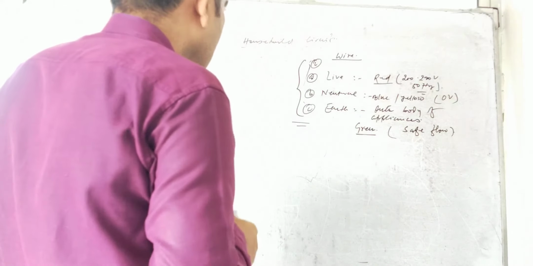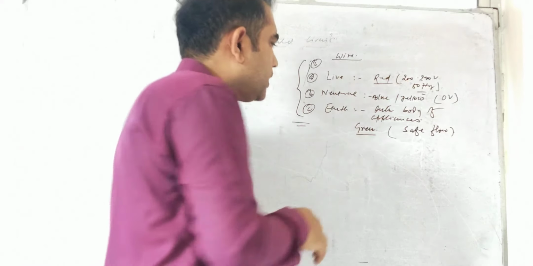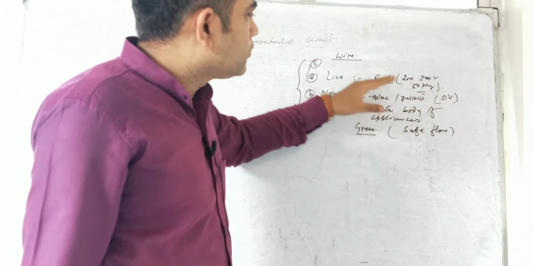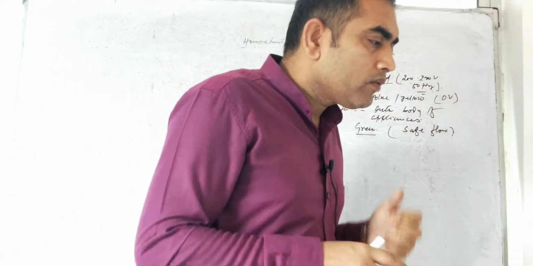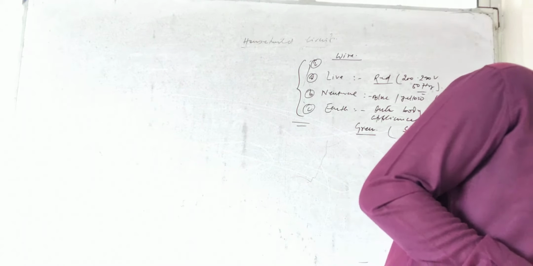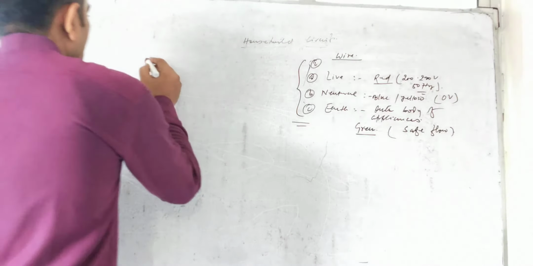We understood that the live wire will have a particular color, neutral wire will have a particular color, and earth wire will have a particular color, and all 3 wires have a particular functioning. After wire, the next things that we are going to do are overloading, short circuit and the fuse. First one is overloading.